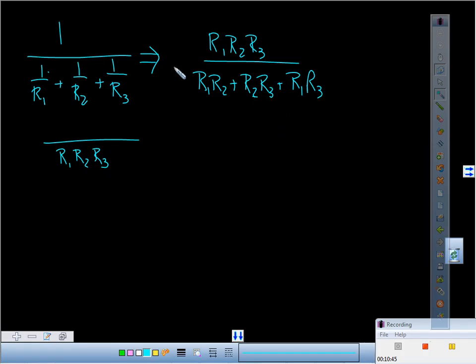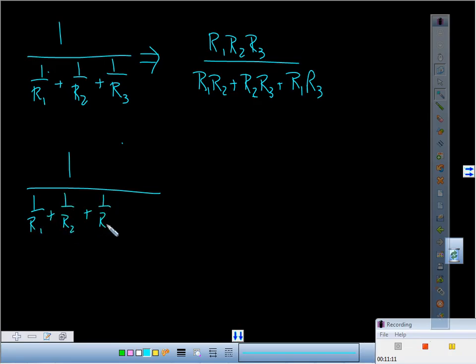Okay, so then they told you, hey guys, this is equal to this. This is that mess simplified. Okay? So then they said, hey, what if we had 4 resistors? What if you had 1 over R1 plus 1 over R2 plus 1 over R3 plus 1 over R4?